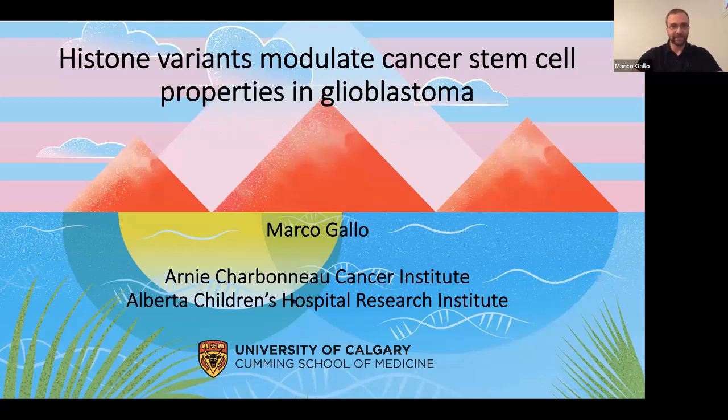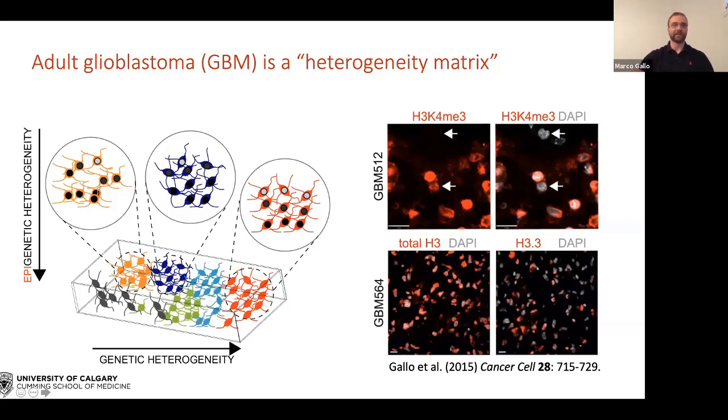So as Anna was mentioning in her talk, the focus of our lab is really on both pediatric and adult brain cancers, with a special focus on GBM. And GBM is an incredibly heterogeneous disease, also intratumorally. And so the way we like thinking about this cancer is in the context of a heterogeneity matrix. There are different levels of heterogeneity that really come together in this tumor type. And one classical example of tumor heterogeneity is on the genetic side.